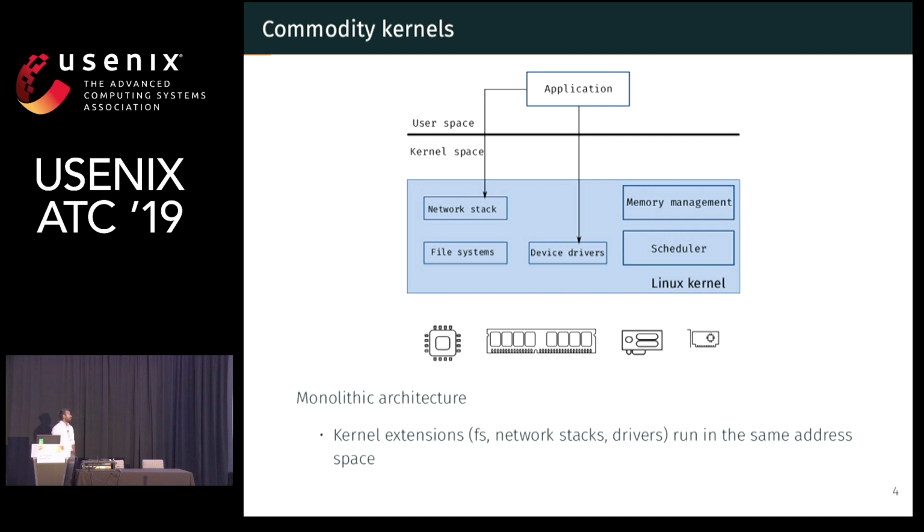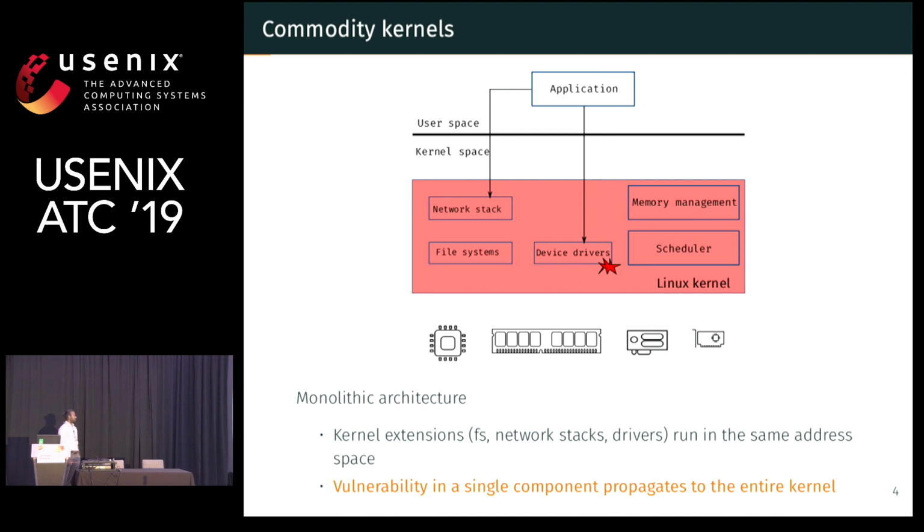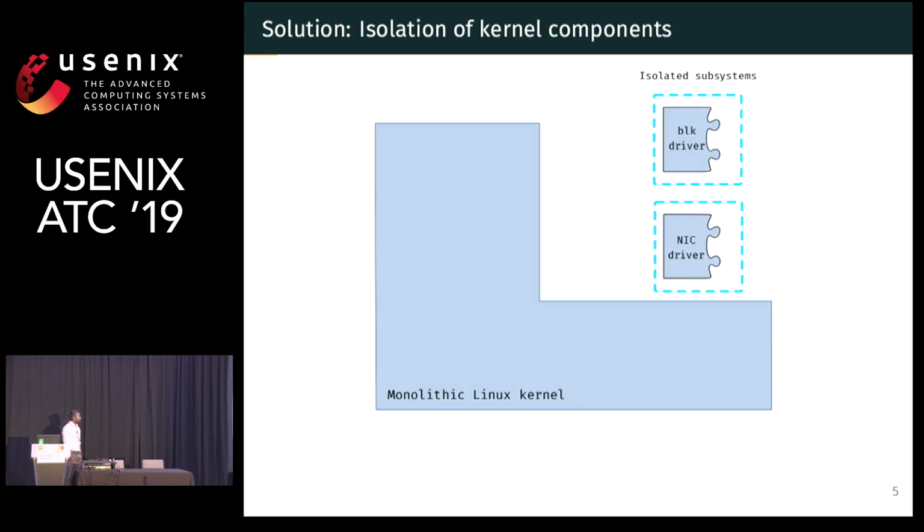Why are kernels vulnerable? With very few exceptions, historically kernels are monolithic, where the kernel and its subsystems such as networks, file system, and device drivers all run in the same address space, where a vulnerability in a single component could potentially compromise the entire kernel. We need an isolation solution.